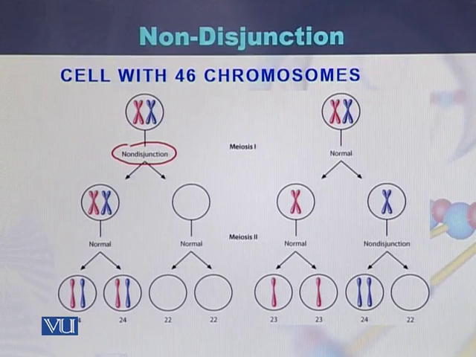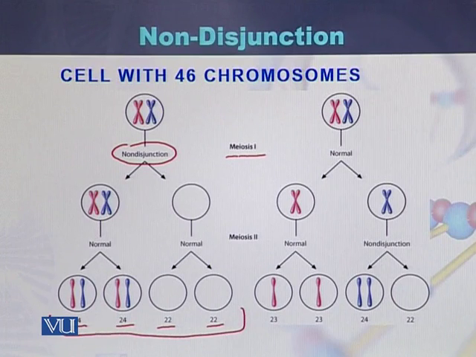As a result of the second meiosis, cells will be produced with 24 chromosomes and these cells will be with 22 chromosomes. So if the cell has 46 chromosomes, then as a result of meiosis, the cells should contain 23 chromosomes. So if the non-disjunction is during meiosis 1, then all the cells which will be produced will have an abnormal number of chromosomes.